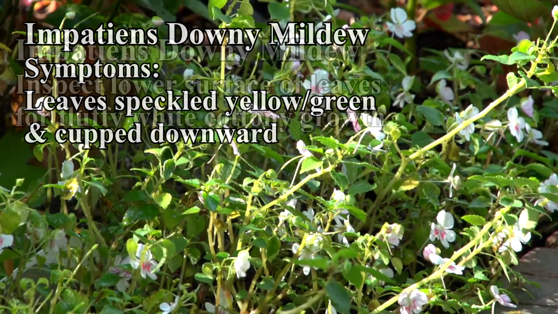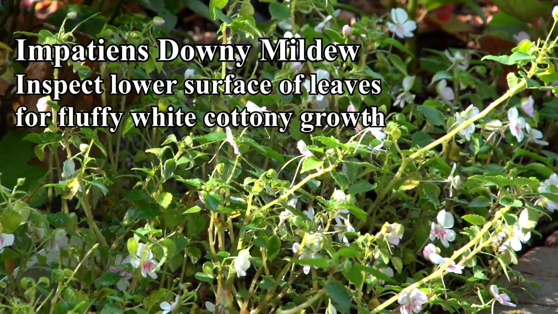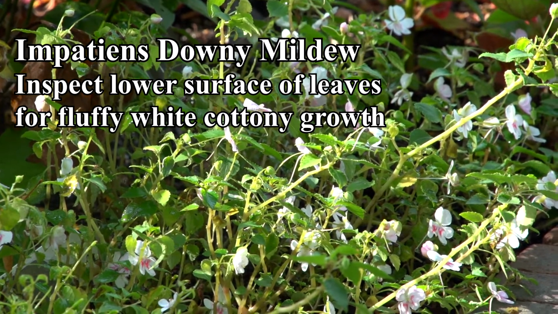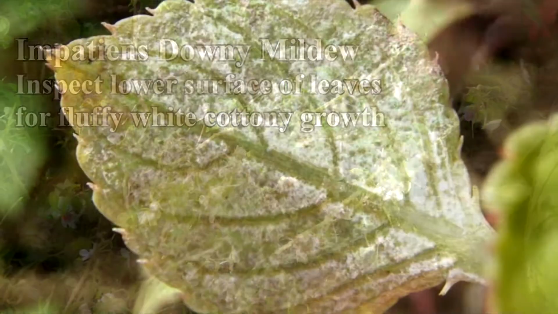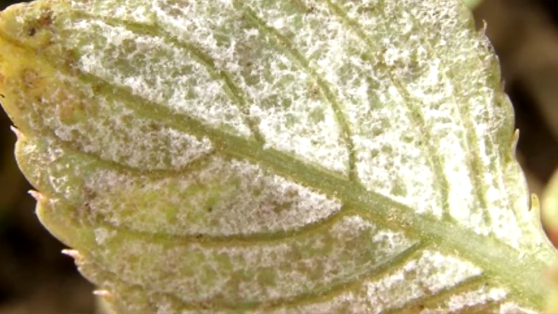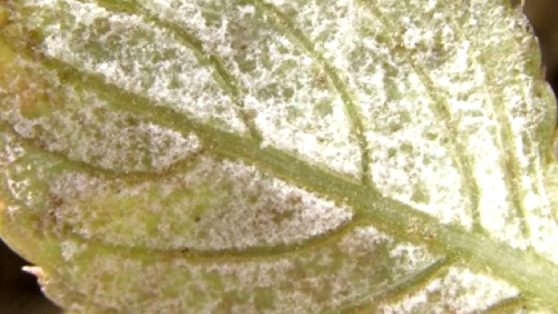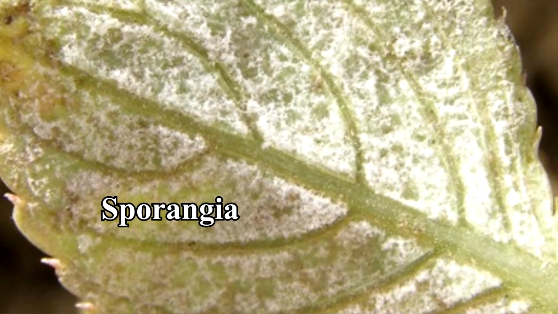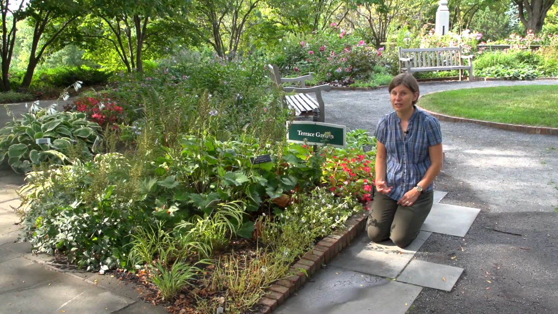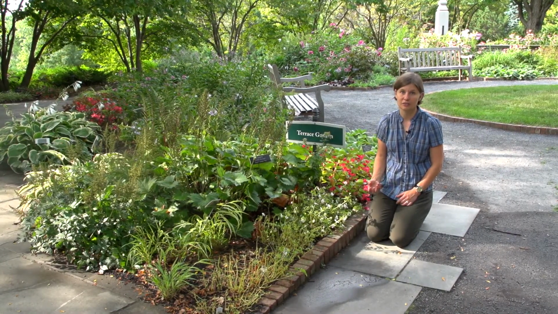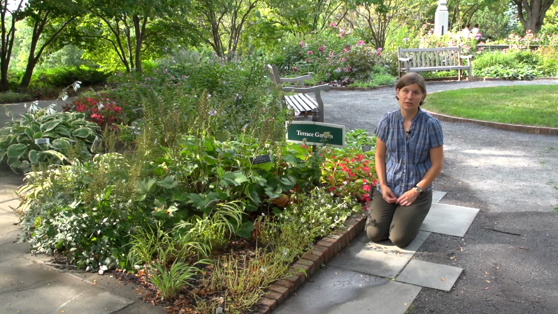At this stage, what you would want to do is take a closer look at the lower surface of the leaves. If you take some of these infected leaves and flip them over, what you would be looking for is a fluffy white cottony growth. That is the spore-producing structures, the sporangia, of the pathogen Plasmopara abducens. Once you see that, that's a very good indication that the disease you're dealing with is Impatiens downy mildew.